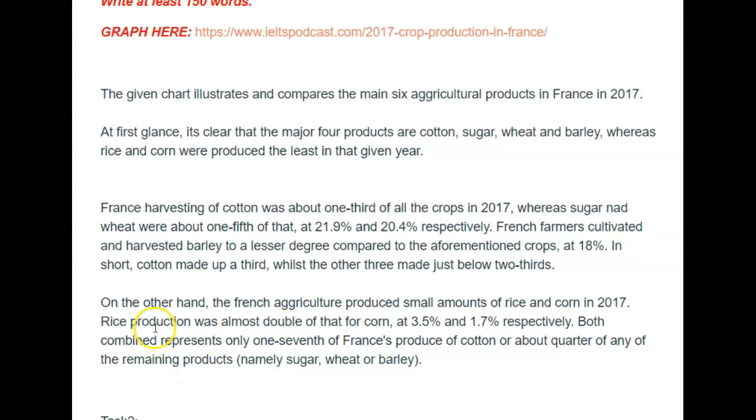Okay, here you wanted to say both figures combined, because it definitely feels like a word is missing. So both figures combined represent only 1/7 of France's production of cotton, or about a quarter of any of the remaining products. Okay.